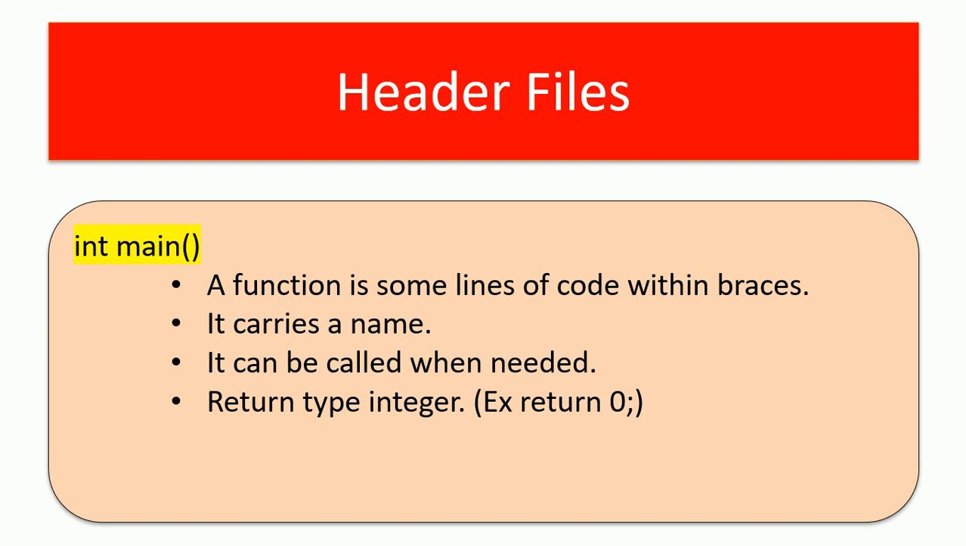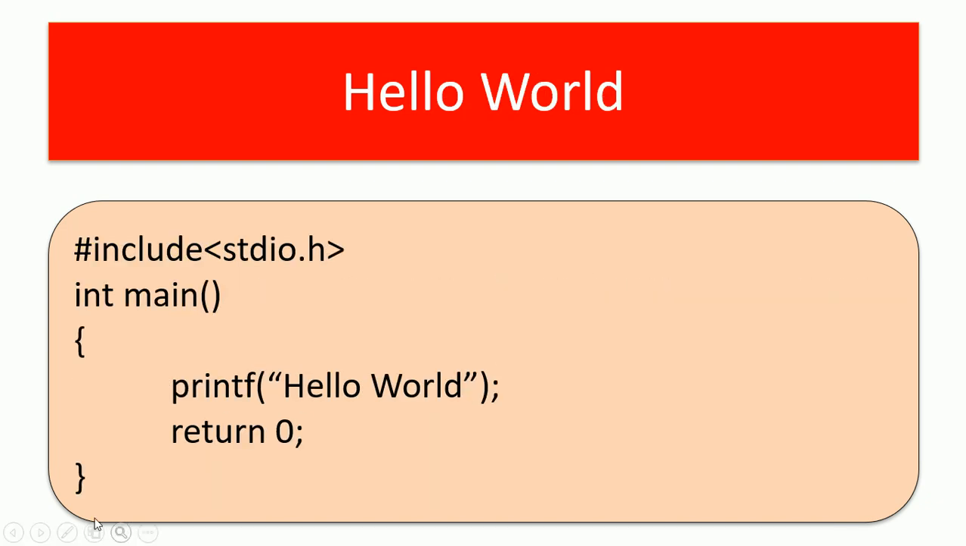Right. So a function is nothing but some lines of code within braces. These are the braces, we have lines of code inside those braces, and we have a name here, main. So it is the main function, and hence it has the name main. When we start writing our own functions, we can have any name we need. So it is the main function.